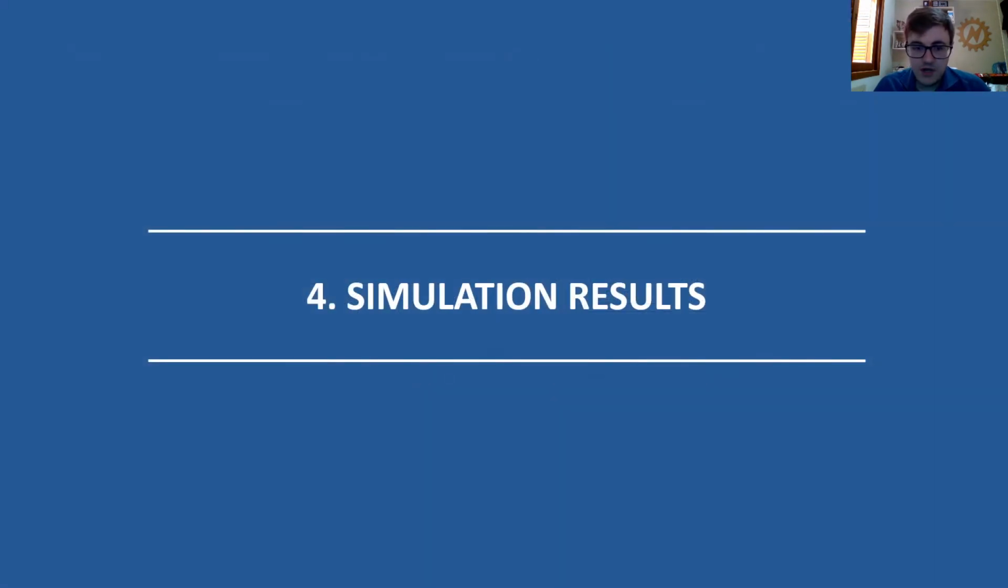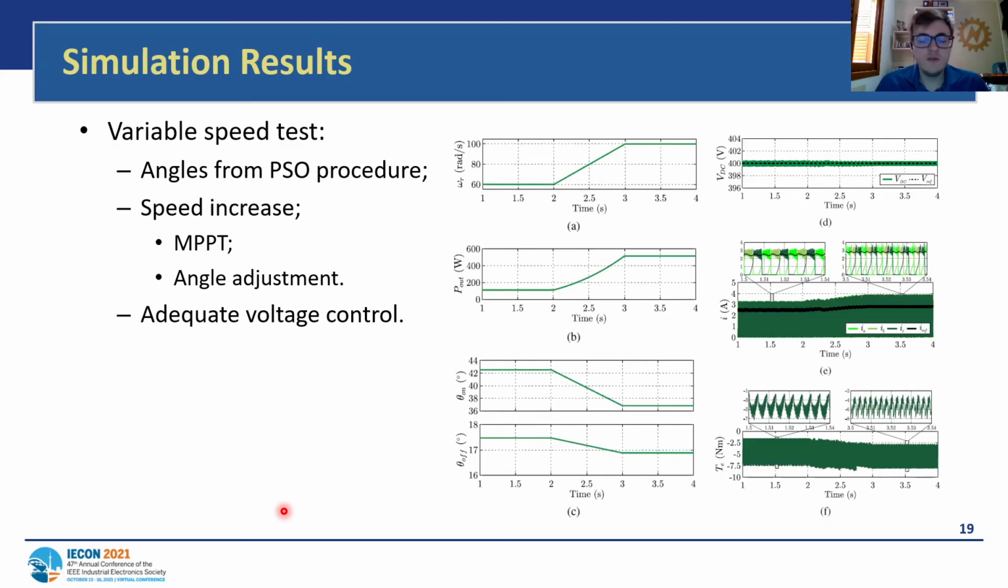And to finish it off, we have some simulation results. So here we are going to show you some variable speed tests. So the angles are implemented according to the results of the PSO procedure. As we saw before, they have just as good of a result with a much lower computational burden in the offline optimization. And here we have this speed profile.